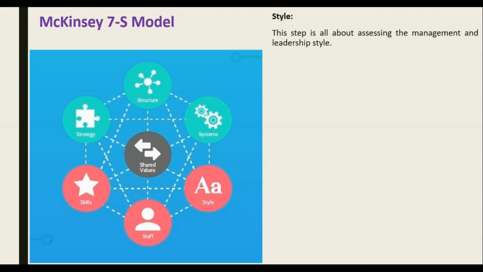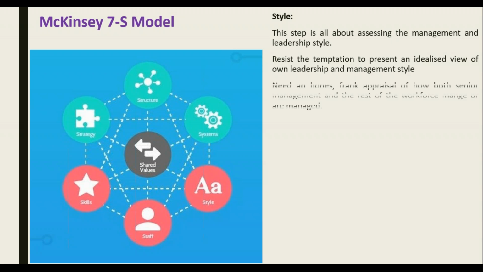The next element is style. This is the manner in which the changes in leadership are adopted or implemented. This stage is all about assessing the management and leadership style used in the business. Now, while it might be tempting for management to present an idealised view of its own leadership style, this temptation should be resisted. And instead, a frank and honest appraisal should be made about how both the senior management and the rest of the organisation are managed, and how they manage others.